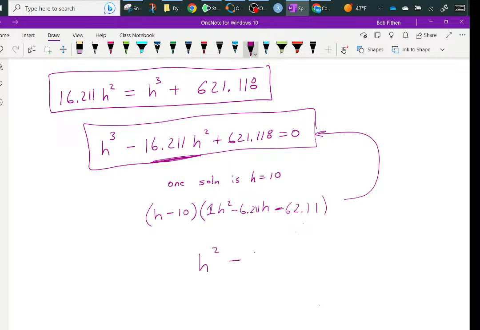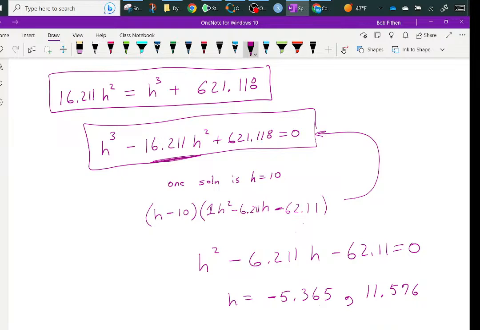H squared minus 6.211 h minus 62.11. Let's see if it can solve this one. It's got to be able to solve this. If it can't solve this, this is terrible. Oh, it did. It recognized that it was a quadratic. So it's got two solutions. One is minus 0.5365, and the other one is 11.576.